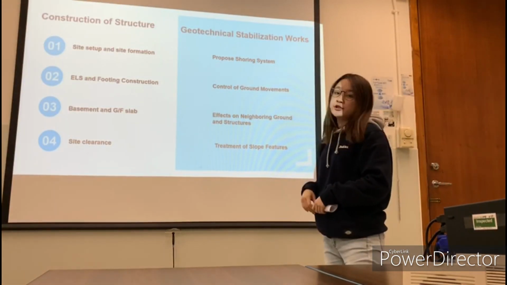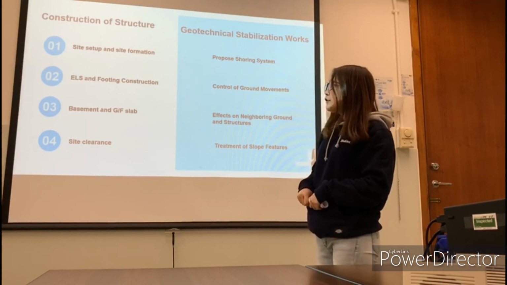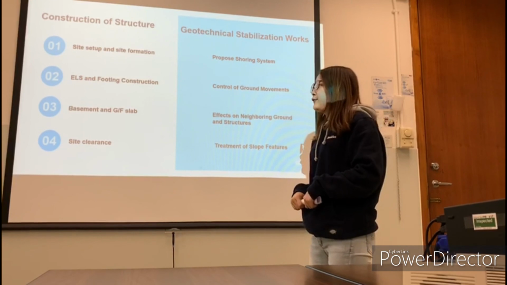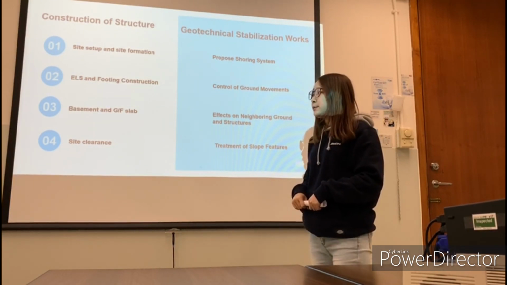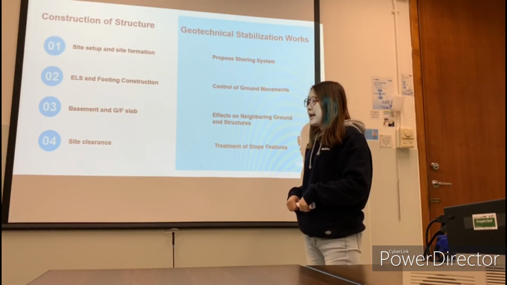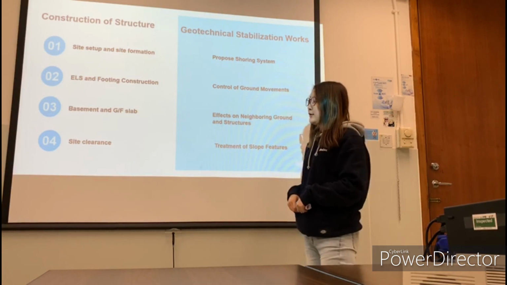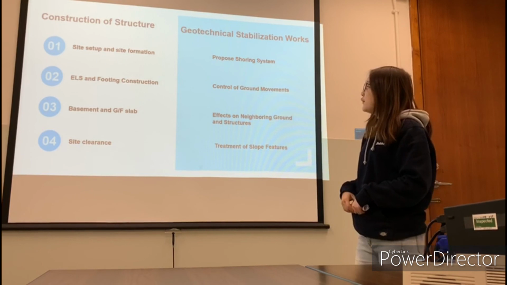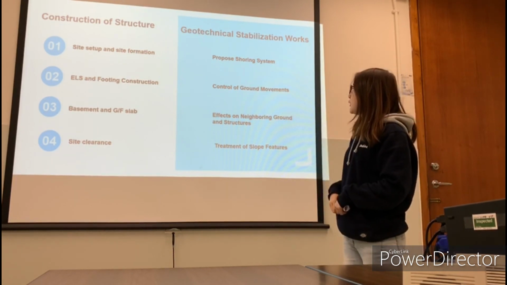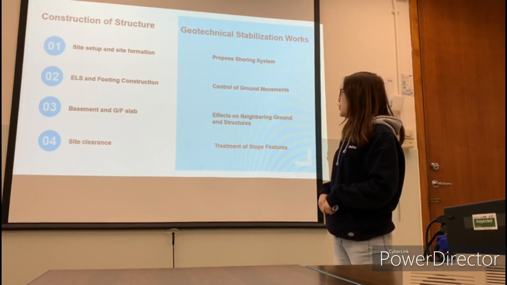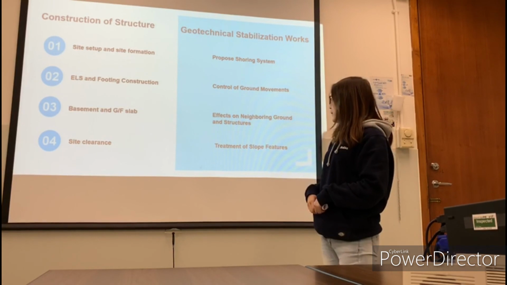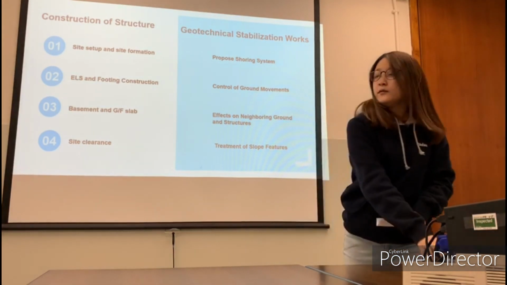Here is the construction of the structure schedule. First, we will do the site setup and the site formation, and then we will do the ELS and footing construction. After that, we will do the basement and the 1 floor slab. And for, we will do the site accuracy. And also for the geotechnical stabilization work, first, we have to propose the soaring system and then control of one movement. After that, the effect of the light bonding, one, and such. The last one is the treatment of the slope feature.